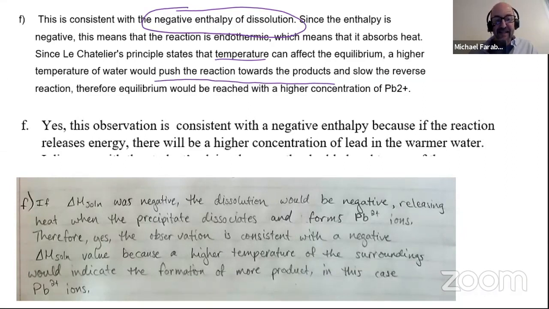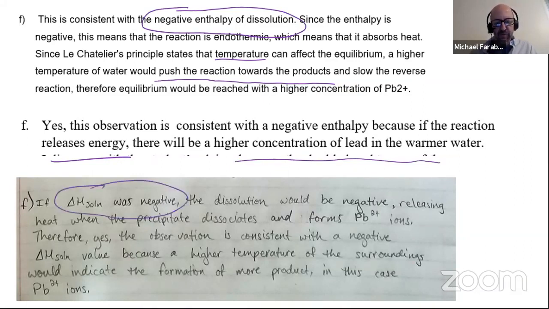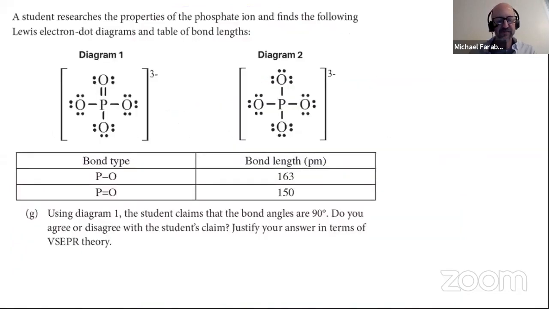This person says, yes, it is consistent with a negative enthalpy because if the reaction releases energy, there'll be a higher concentration of lead in the warmer water. That is incorrect. This person says if delta H of solution was negative, the dissolution would be negative, releasing heat. Therefore, yes, talking about a higher temperature and the formation of products. So again, they're not quite understanding that endothermic, raising the temperature, would shift it toward the formation of the aqueous ions. All right, let's move on to the next part of the question.